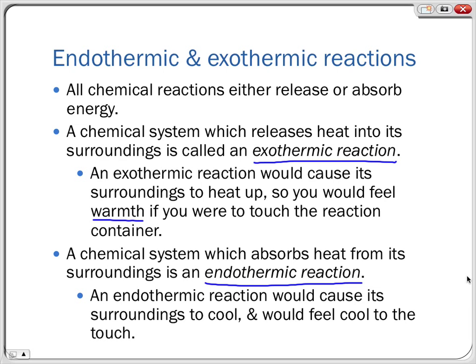So exothermic reactions are releasing heat, releasing energy from the system to the surroundings, and therefore the system is losing energy and the surroundings are gaining energy. It's a heat flow out. An endothermic system, on the other hand, is one where heat flows into the system away from the surroundings. The surroundings then feel cooler to the touch because the heat is flowing out of the surroundings and into the system. And so in an endothermic reaction, the system is gaining energy.